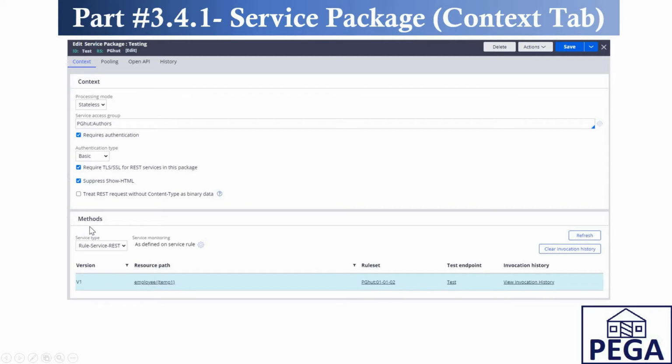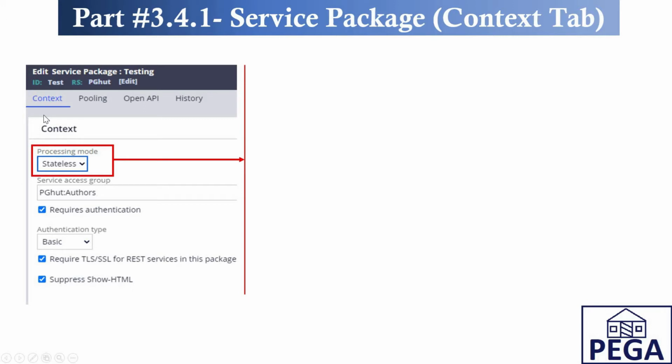Now this is how it looks. At the bottom, if you see in the method, your service type is Rule-Service-REST, and this is my service, which is attached to this service package. If you have more than one service, automatically it will be listed under that service package. So I hope this is clear. Now let's understand the processing mode of the service package.